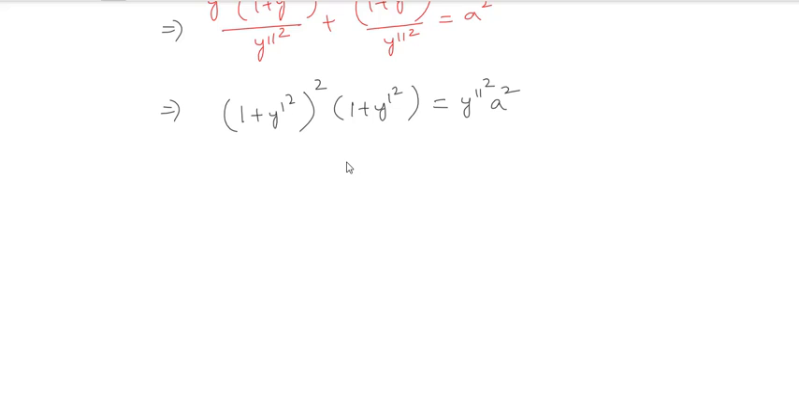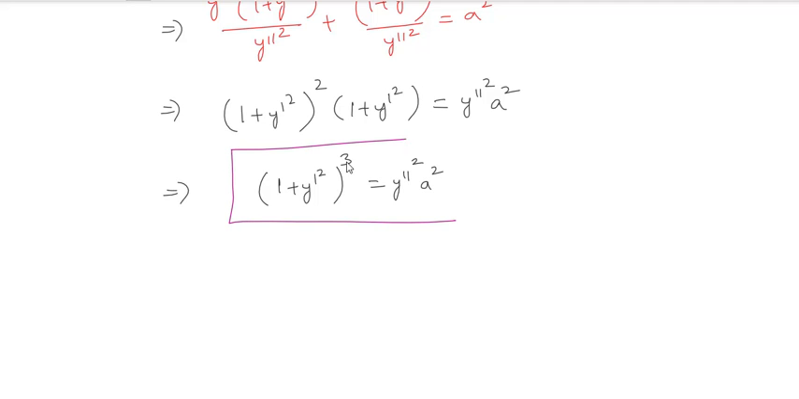You will have it as what? Cube will be there. So that is (1 + y')² whole cube is equivalent to (y'')² into a² will be there. Am I correct or not? So this is the part of your what? This is the particular differential equation. Are you getting what I'm saying here?